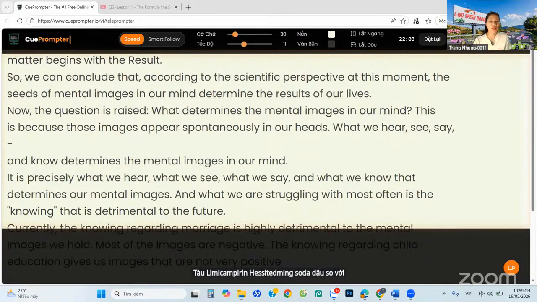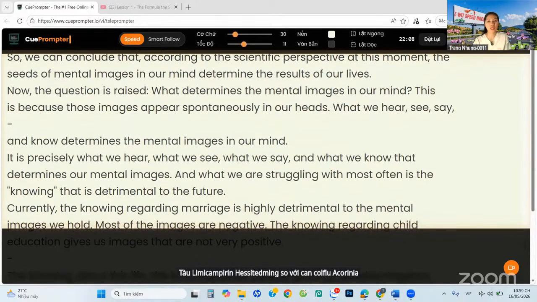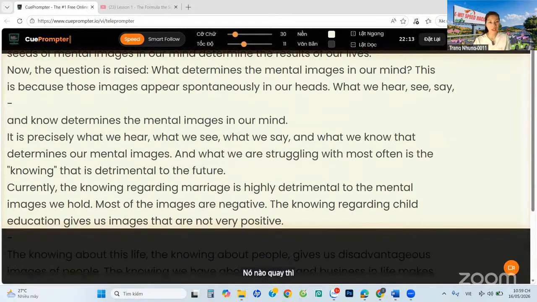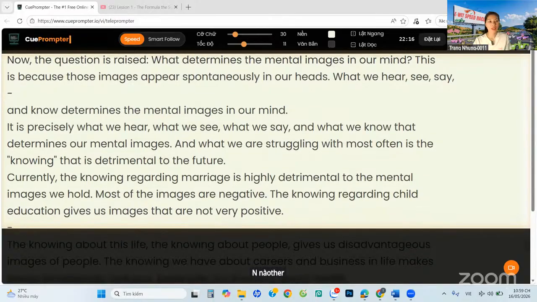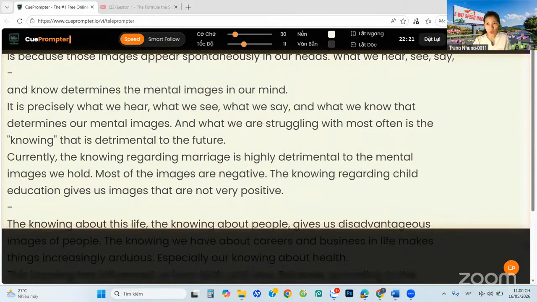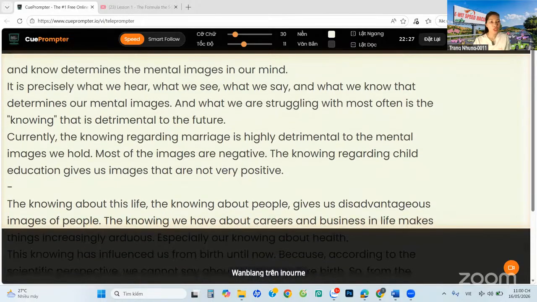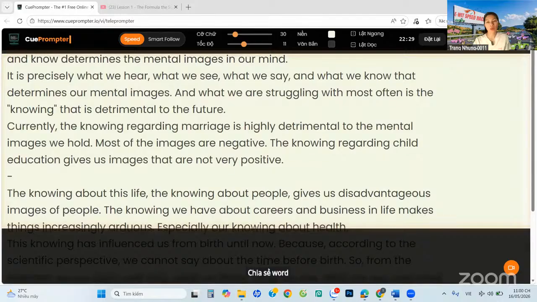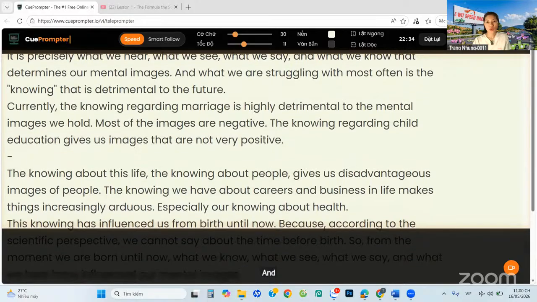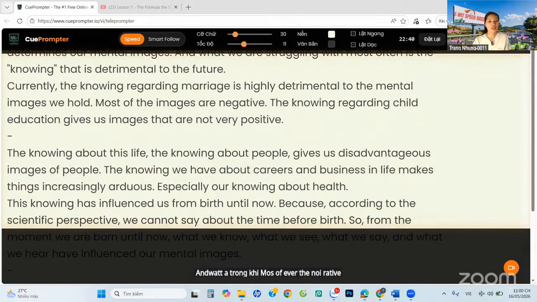So we can conclude that, according to the scientific perspective, the system of mental images in our mind determines the results of our lives. Now the question is raised: what determines the mental images in our mind? Those images appear spontaneously in our head when we hear, see, say, and know. It is precisely what we hear, what we see, what we say, and what we know that determines our mental images. What we are talking about most often is the knowing that is detrimental.